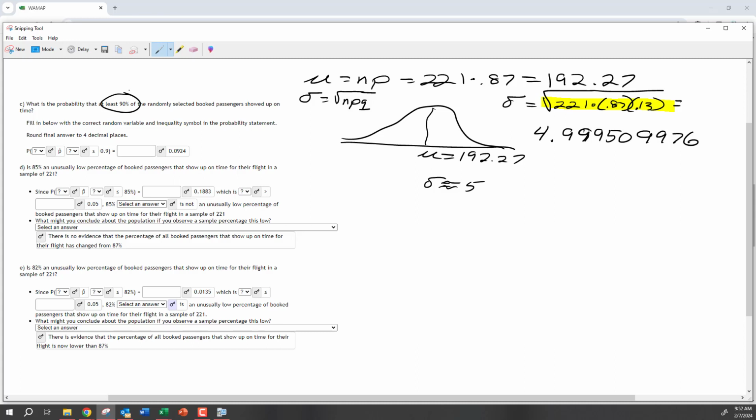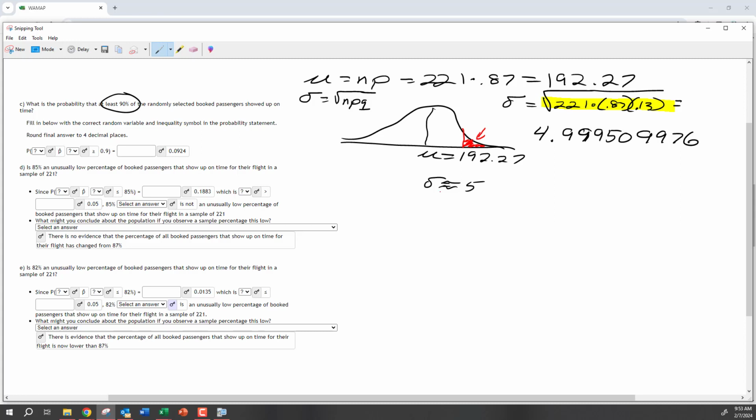Okay, so now how do we calculate the probability that at least 90% of the randomly selected passengers show up? Well, I always like to draw a picture. For 90%, we know the center line is where the mean is. That's always 50%. So we know 90% is going to be up here somewhere, and at least means greater than 90%. So this is what we're looking for. We're looking for that area under the curve, because area under the curve equals probability.